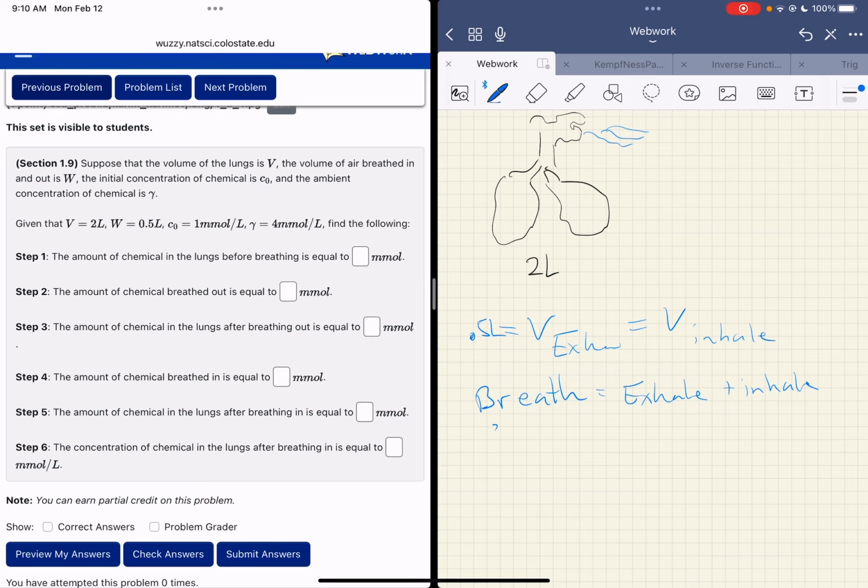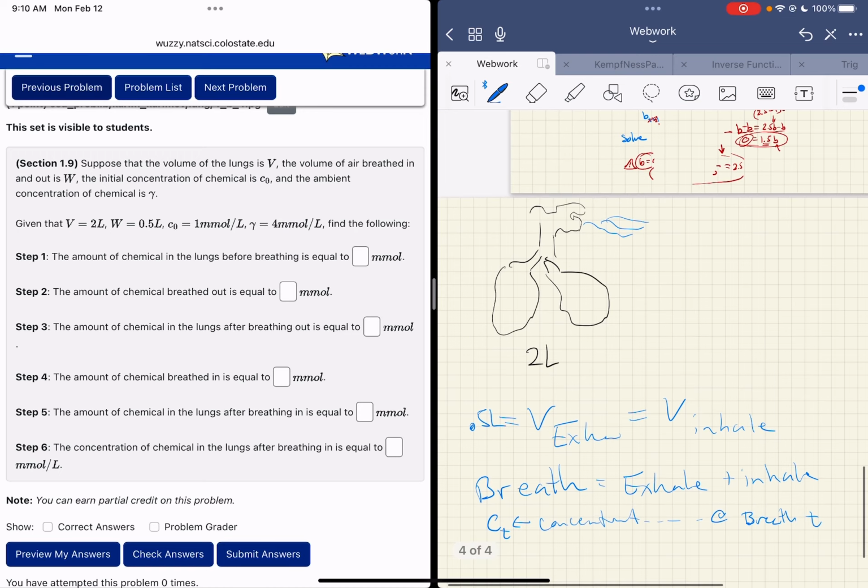Now, C subscript T is going to be the concentration in the lungs at breath T. So C sub 1 means you take one breath: exhale, inhale, that's one breath. There's some new chemical concentration in your lungs.